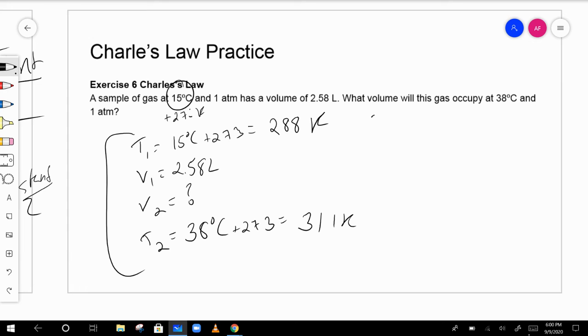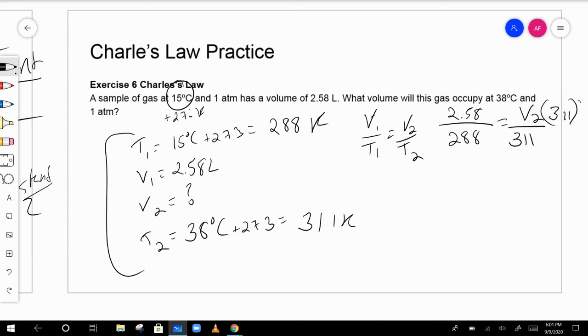Okay, and then we know V1 over T1 equals V2 over T2. And we just plug in the numbers. So 2.58 over 288 equals V2, which we're trying to find, over 311. We can multiply both sides by 311, and we'll get our answer.